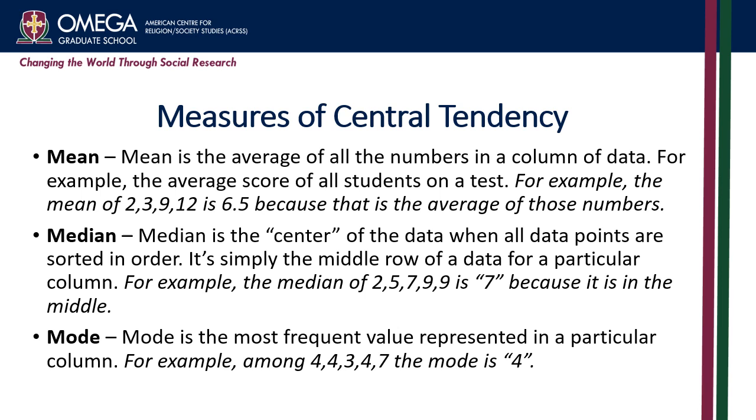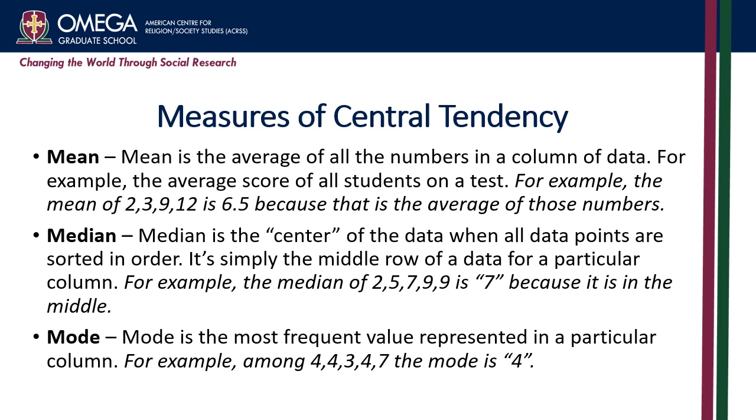In statistics, there are three measures of central tendency upon which all of the rest of statistics are built. These are the mean, median, and mode for any particular data set. The mean is the average of all the numbers in a column of data. For example, the average score of all students on a test is the mean. In a data set of 2, 3, 9, and 12, 6.5 is the mean because that's the average of those numbers. So the mean is just the average.